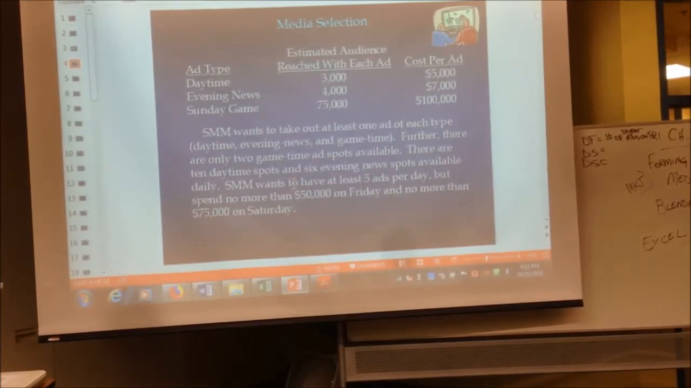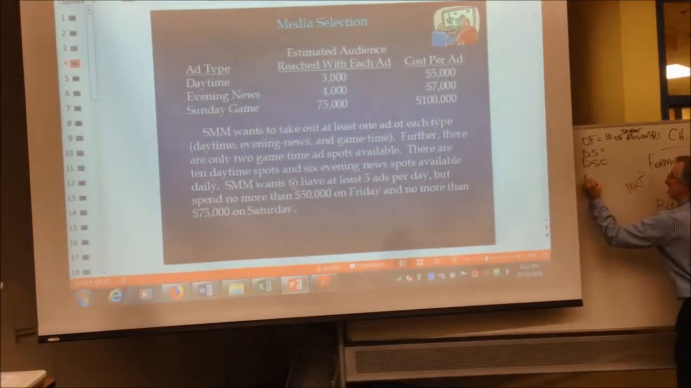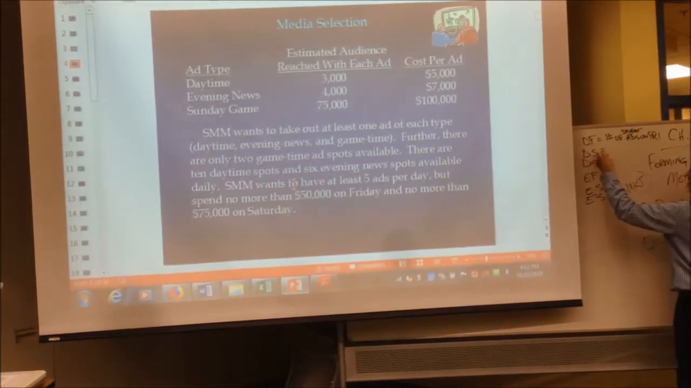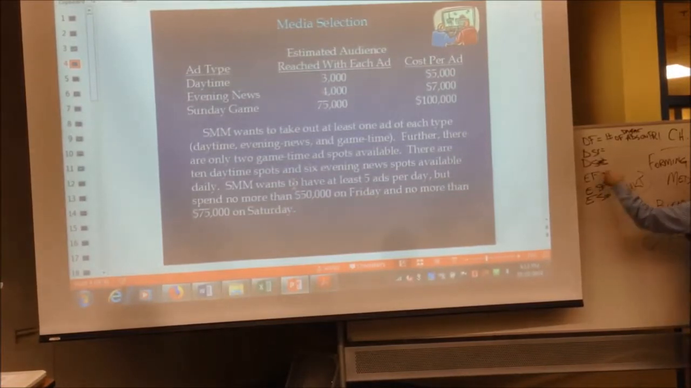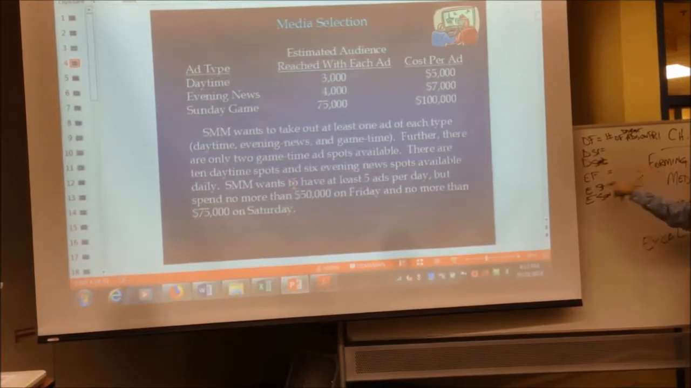Evening news ads. On which day did you say? Friday, Saturday, Sunday. Three different variables? Exactly. Three more variables. So this would be evening: evening Friday, evening Saturday, evening Sunday. Wait, I have to distinguish these, don't I? This is Saturday, this is Sunday. Equals the number of evening news Friday ads, number of evening news Saturday ads, number of evening news Sunday ads. Is that all our variables? Can anybody tell me if there are any more, and if so, what are they?